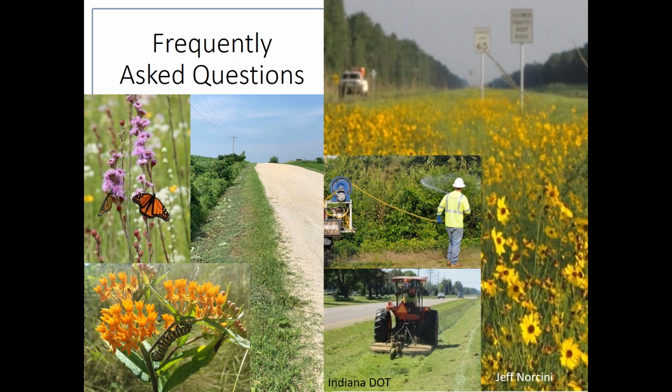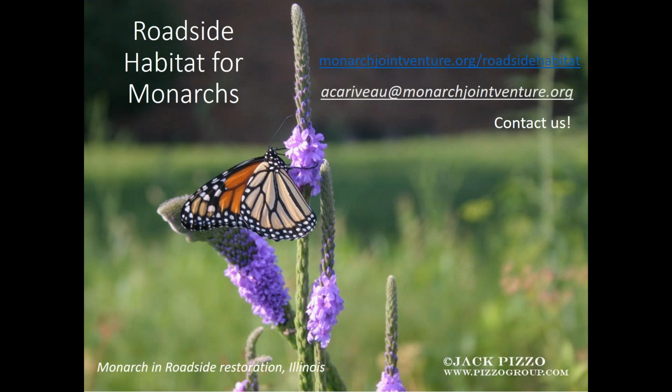And we wrote a really long set of frequently asked questions on roadways around monarchs and habitat, so you can check that out too. We have kind of a basic website right now. It is here, and you can't really read it so well. I will tell you, it's monarchjointventure.org, and then it's Roadside Habitat. Or you can just find it that way.